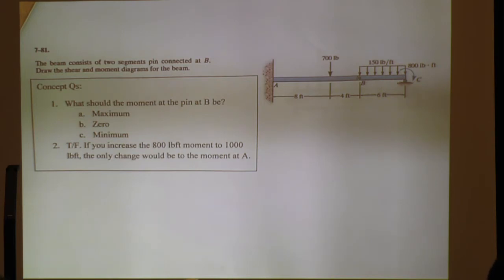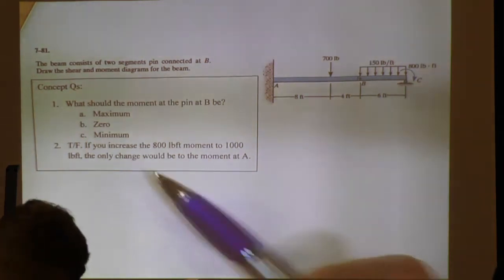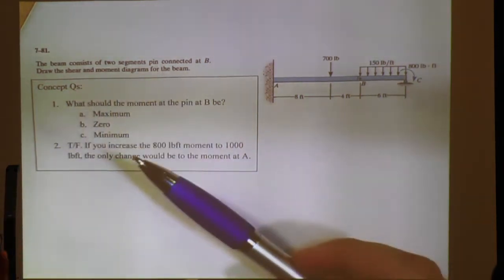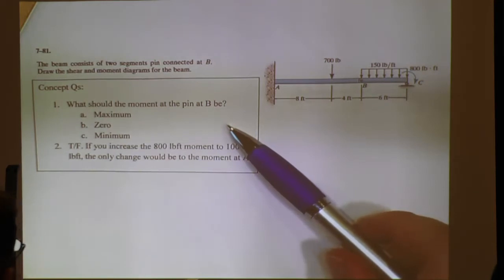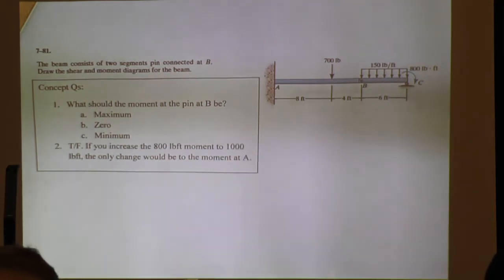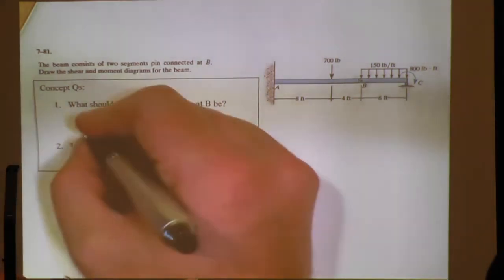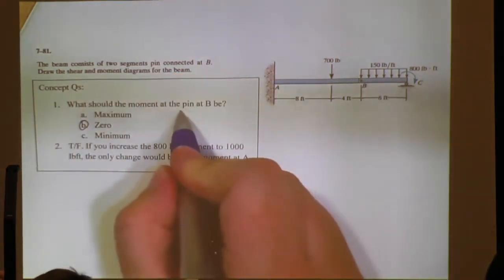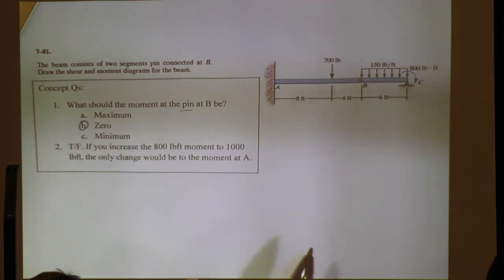All right, so we'll start this. We can answer this concept question right off the bat. What should the moment at pin B be? 0. Why? Because it's a pin. No moments at a pin.